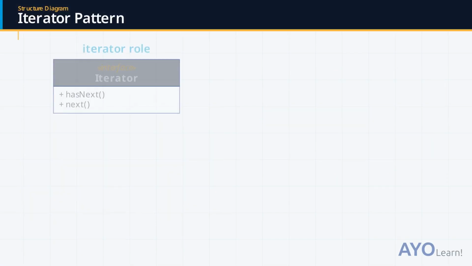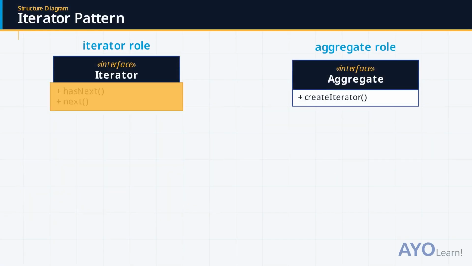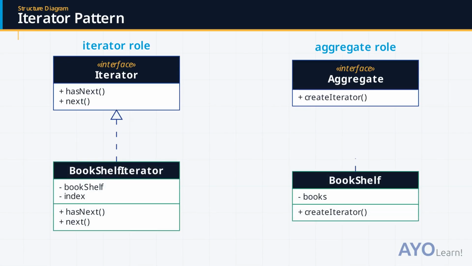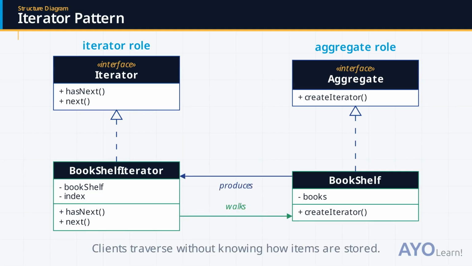Look at this diagram. Iterator and aggregate are the two key roles. Bookshelf iterator implements iterator. Bookshelf implements aggregate. Iterator provides hasNext and next, while aggregate provides createIterator. Bookshelf produces an iterator, and that iterator walks the bookshelf without ever exposing how its books are stored.